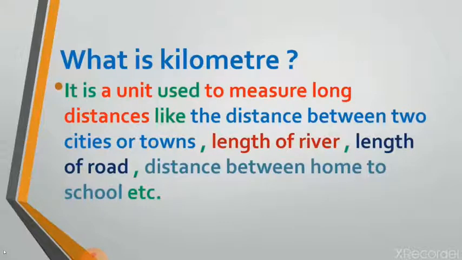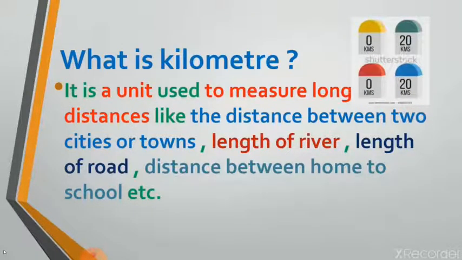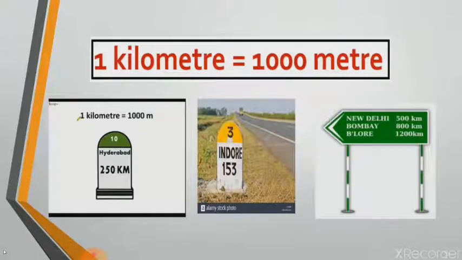Now, we will know about kilometer. What is kilometer? It is a unit used to measure long distances like the distance between two cities or towns, length of river, length of road, distance between home to school, etc. 1 kilometer equals 1000 meters. See the board. Here, New Delhi is 500 kilometer, Bombay is 800 kilometer, and Bangalore is 1200 kilometer.